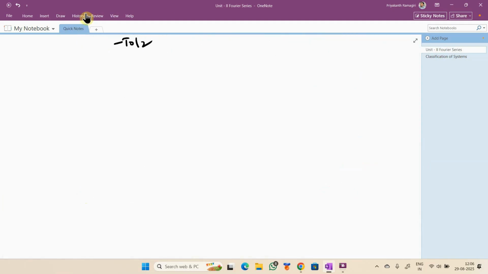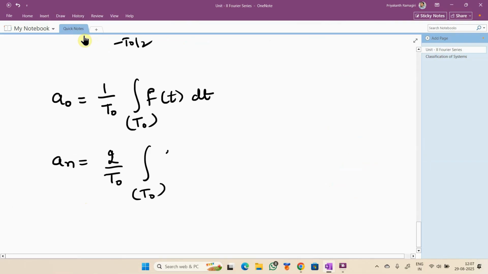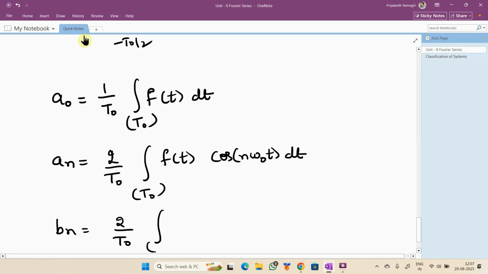So finally, a naught is 1 by t naught. Can I write like this over a cycle? Yes, sir. Okay. Integral f of t dt. an is 2 by t naught integral over a cycle f of t cos n omega naught t dt, and bn will be 2 by t naught integral over a cycle f of t sine n omega naught t dt.